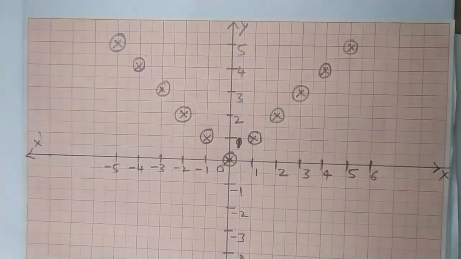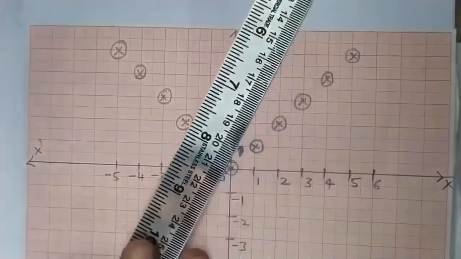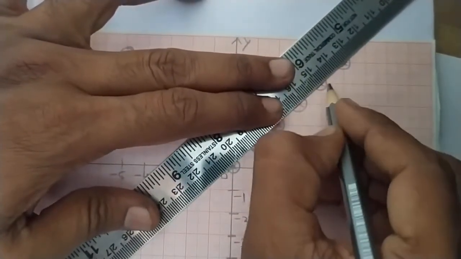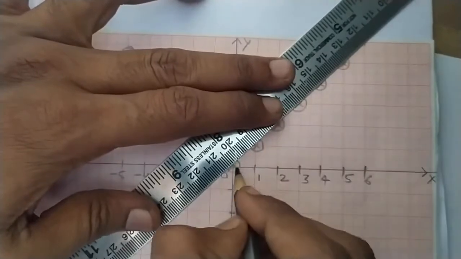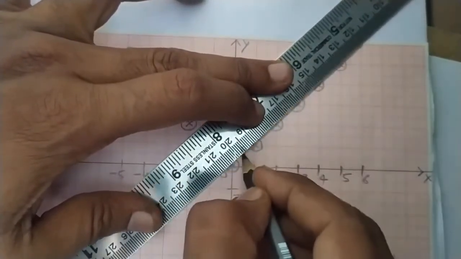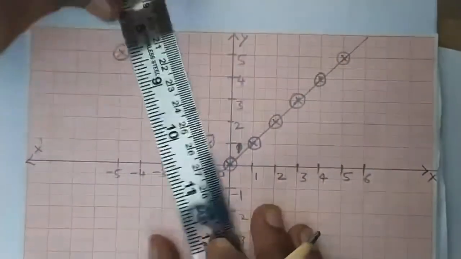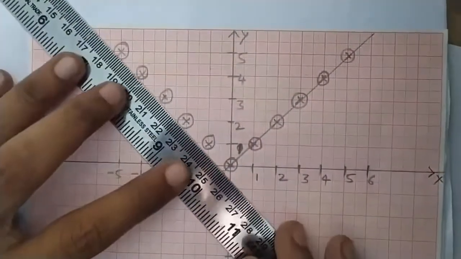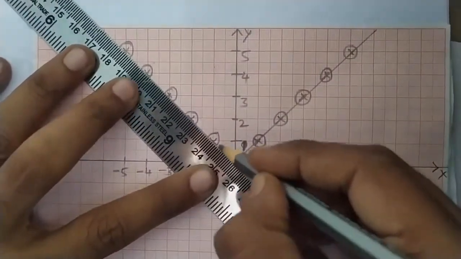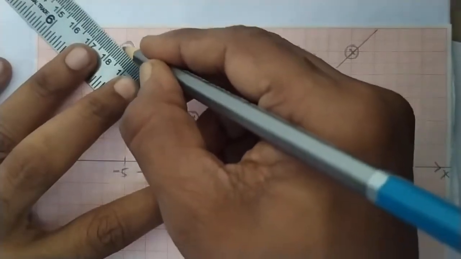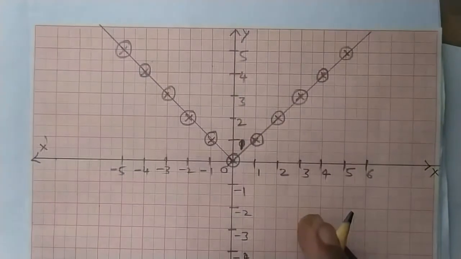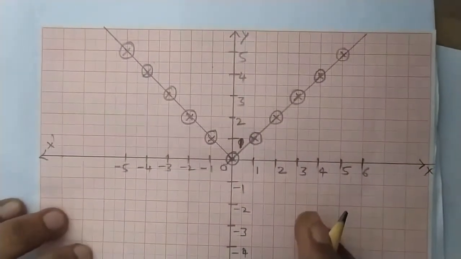You just join these points with the help of a scale. Finally, we will get a graph for the modulus function. I am just joining these points. Hence, it is a graph for the modulus function.